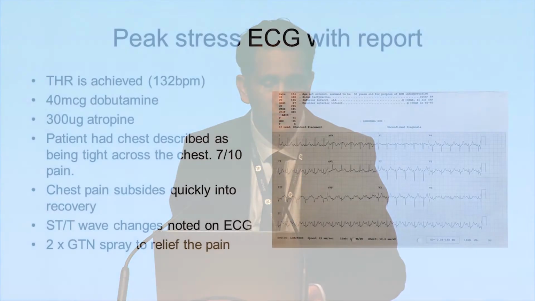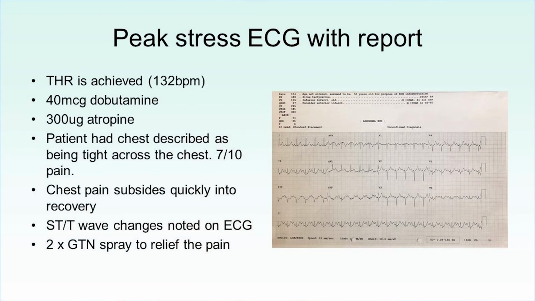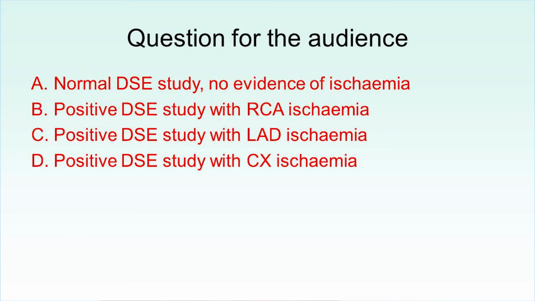So target heart rate was achieved for this patient. 40 mics of dobutamine was given, followed by 300 mics of atropine. Patient had chest pain, significant chest pain, almost 7 out of 10. Chest pain subsided quickly into recovery. ST changes seen on ECG. And GTN spray was given to relieve the pain. But the key thing for when the patient was referred, there was no history.